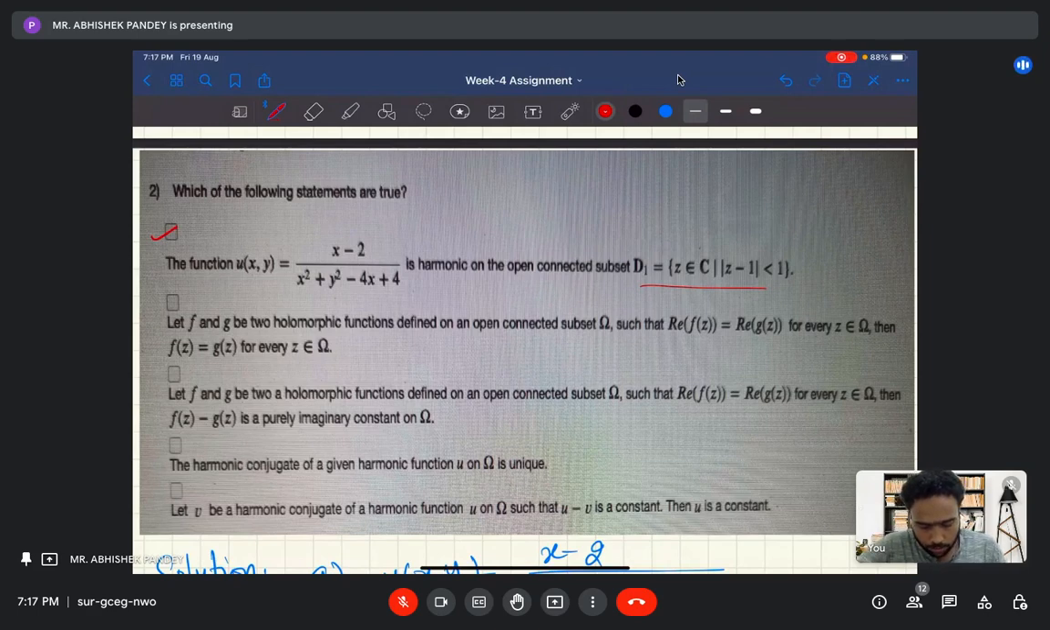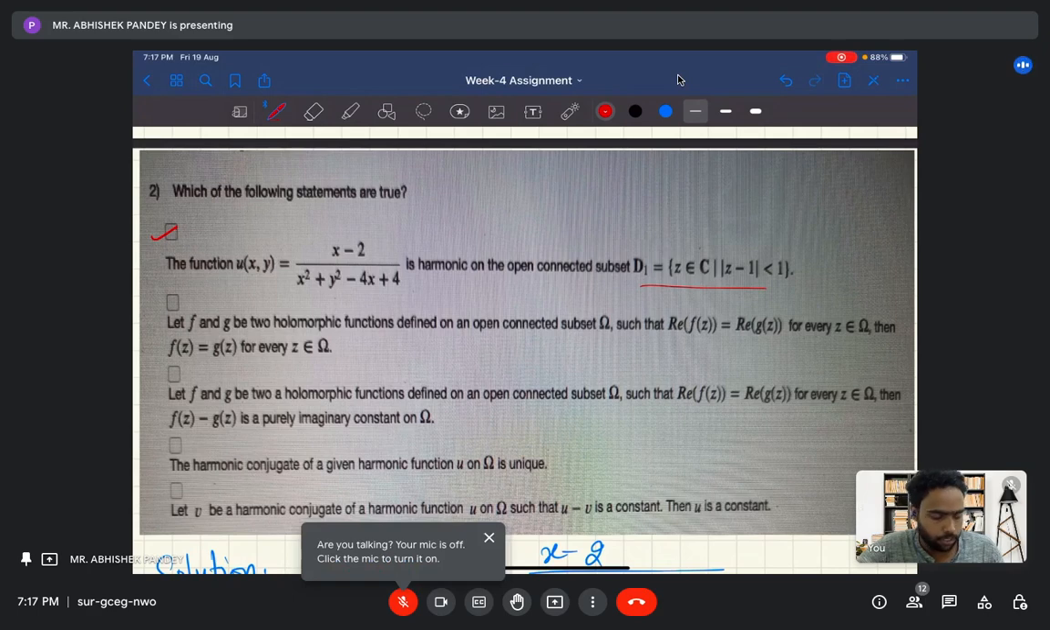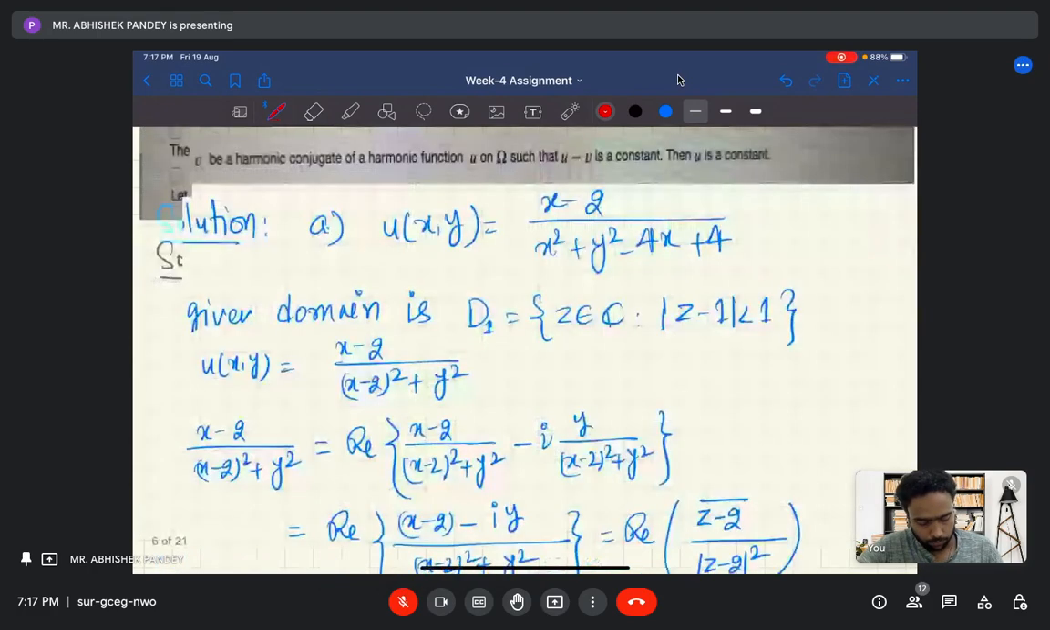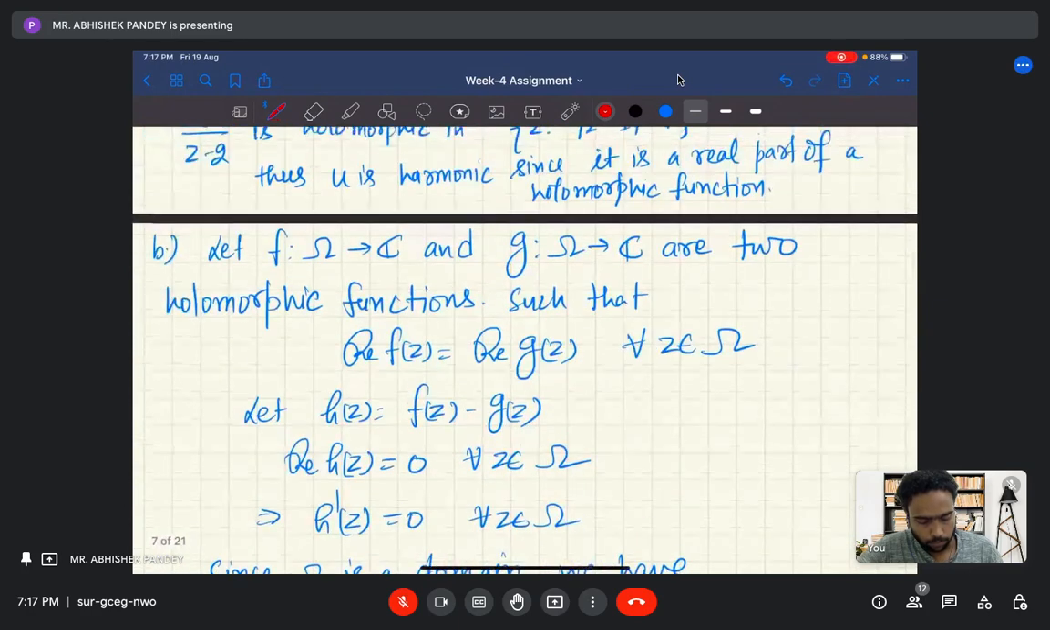Now the second option is: let f and g be two holomorphic functions defined on an open connected subset omega such that real part of f is equal to real part of g for every z belongs to omega. Then f(z) equals g(z) for every z belongs to omega. So let us see. Basically you define a new function, h(z) is equal to f(z) minus g(z).